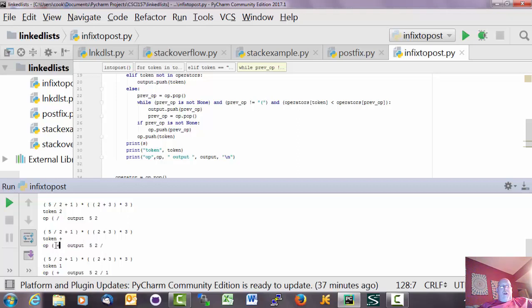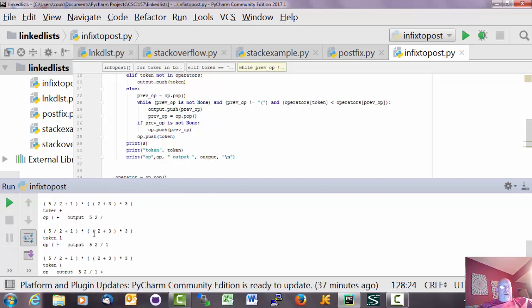So we'll remove higher order precedence operators off this operator stack before we push the plus sign on. So if there had been a multiplication sign, a division sign, if there had been like 3 of those, they all get popped. They all go into the output stack because they're higher order precedence.